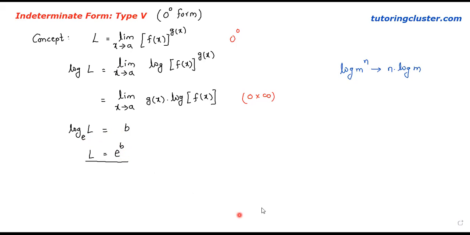ओके, कुछ एग्जांपल देखते हैं so that आपको concept clear हो जाएगा. Okay, let us see example. First example, limit as x tends to pi by 2 of cos of x to the power cos x. Okay, so how to solve this?